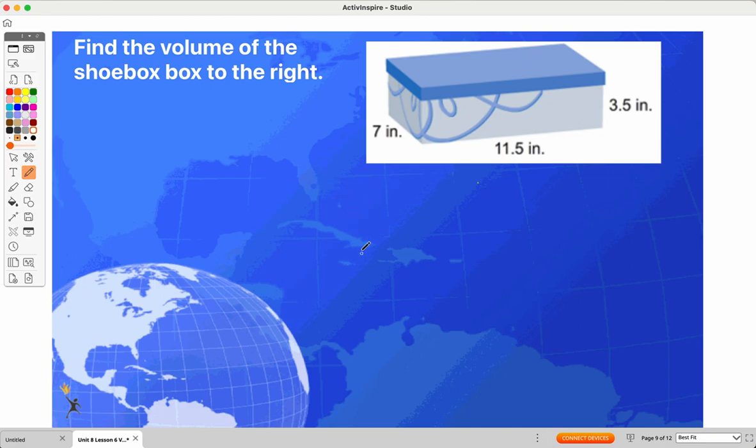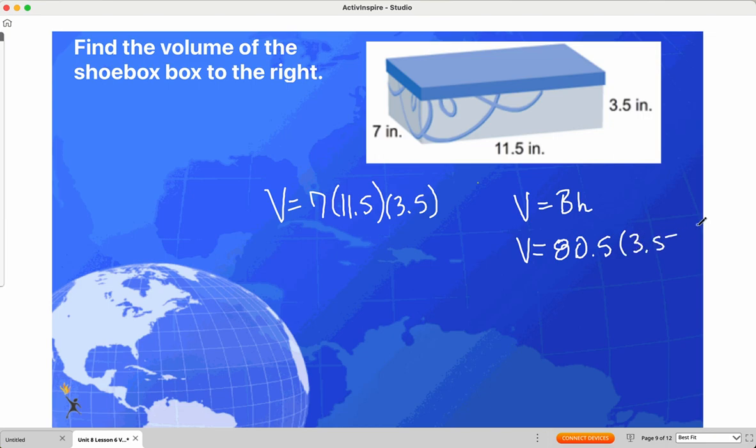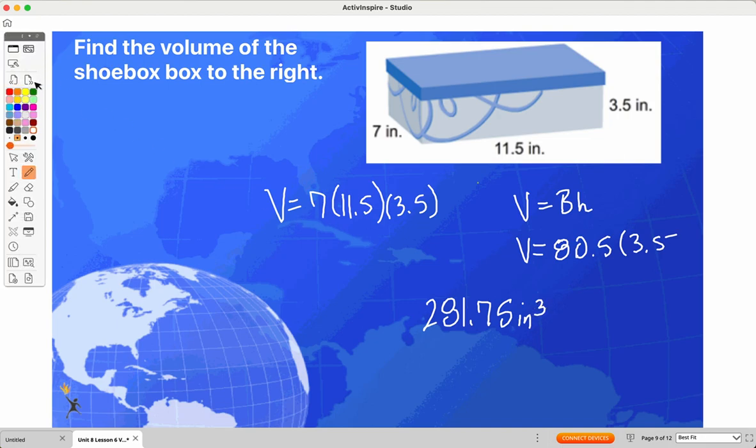All right, now that you guys have done your math, whether you used your volume equals length times width times height, 7 times 11.5 or 11 5/10 times 3 5/10, okay? Or you've used your volume equals big BH, so that's our volume equals 80 5/10 times 3.5. That gives you your final answer of either one is 281 75/100 inches cubed. That's how much you can fit inside that shoebox.